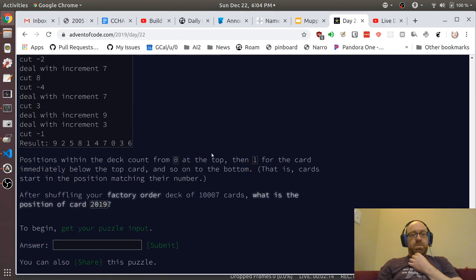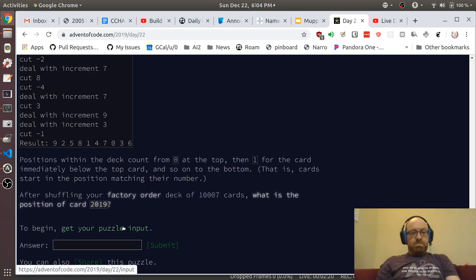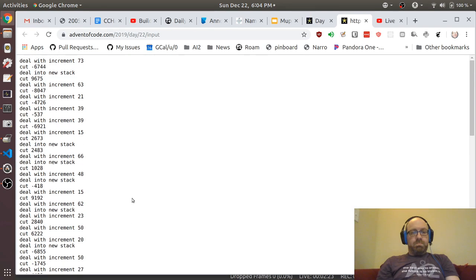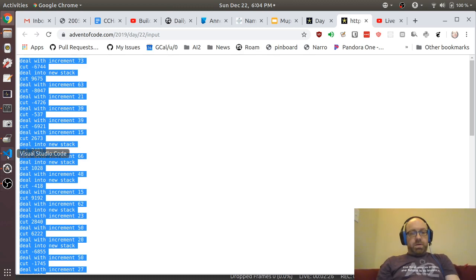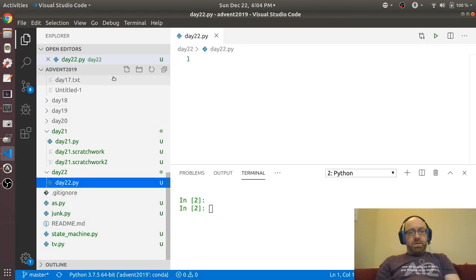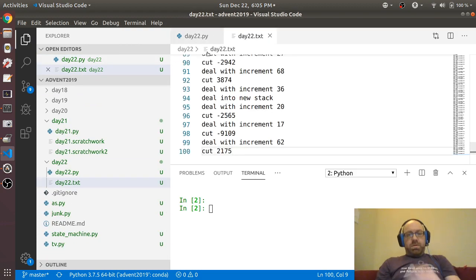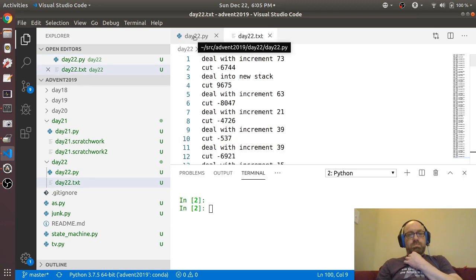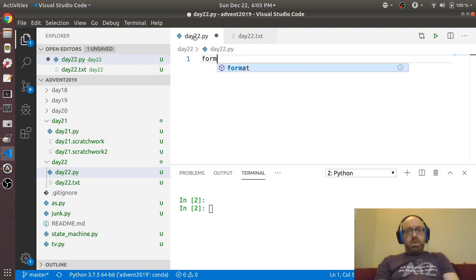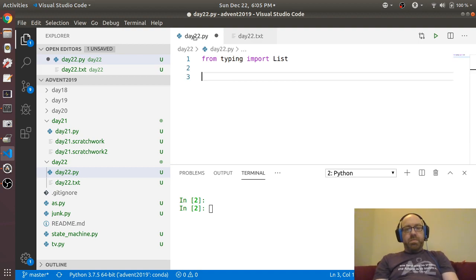The new stack. Okay, this seems relatively straightforward. Day 22.txt. Let's do this. Certainly in part 2, from typing import. In part 2, they're going to make it so that my brute force way from part 1 doesn't work, but that's fine. Deck is a list of ints.